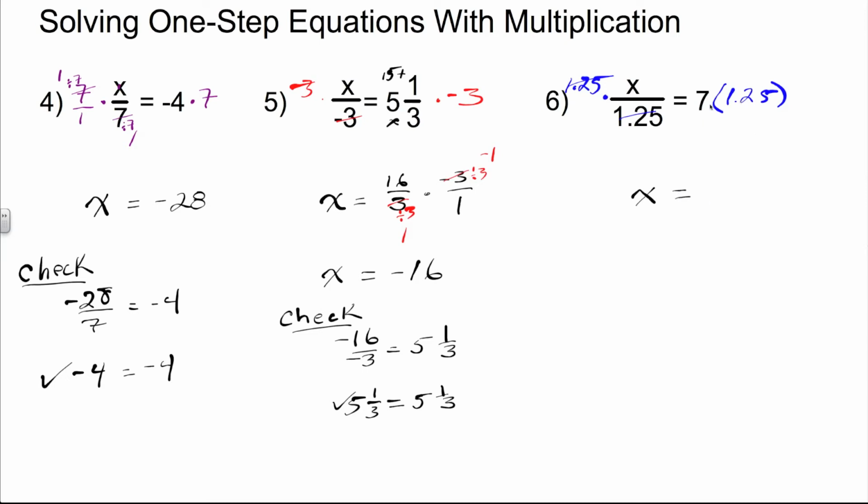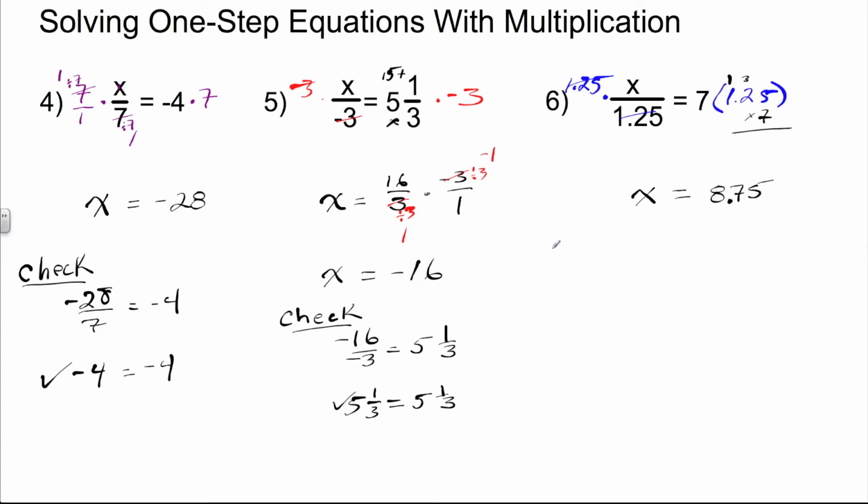On this side, we have to multiply 7 times 1.25, so I can do that work right here. 7 times 5 is 35, carry the 3. 7 times 2 is 14, plus 3 is 17, carry the 1. 7 times 1 is 7, plus 1 is 8, and I'm going to have to move the decimal 2 times, starting at the right, once, twice, to get a final answer of x is equal to 8.75.